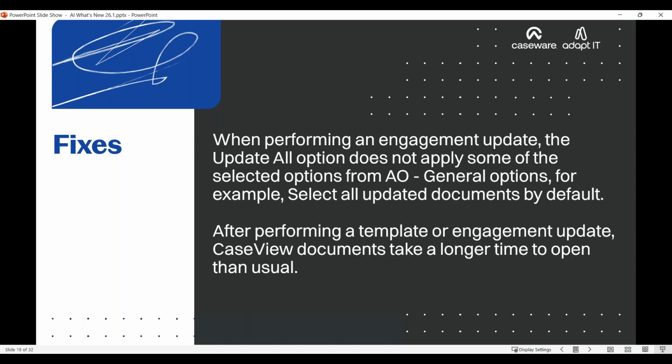Then for those of you that do engagement updates and not new files, previously the update all button did not apply some of the options from within the AO general options. So it didn't update all the documents by default, and you ended up having to still open some of the documents and update them manually. That has now been fixed.